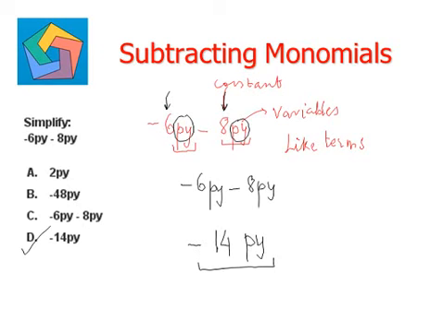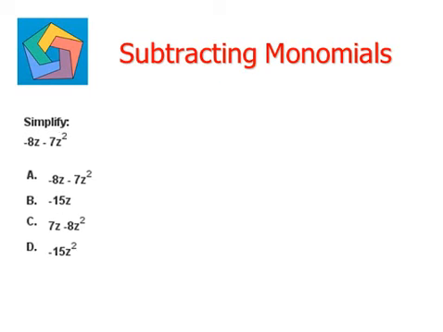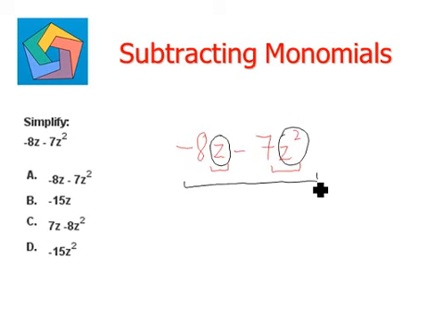Let's look at the next example to make things more clear. We have negative 8z minus 7z square. So my first rule is to see whether they are like terms or not, that is, whether the variable part of them is similar or not. Now we see here the first term has z while the second term has z squared, which are not similar. So these two terms cannot be simplified to get an answer. So we leave this here as it is, and option A is the correct answer.